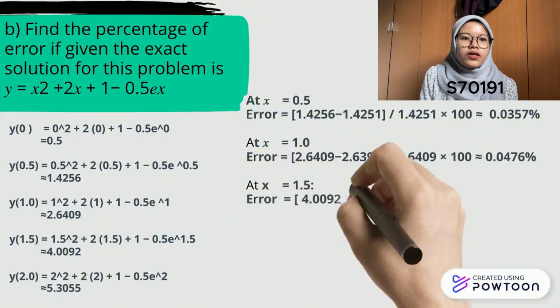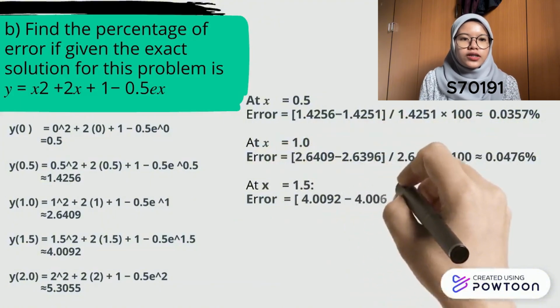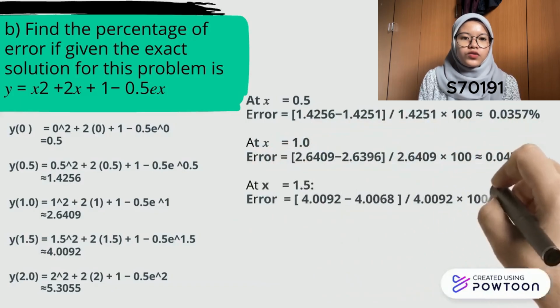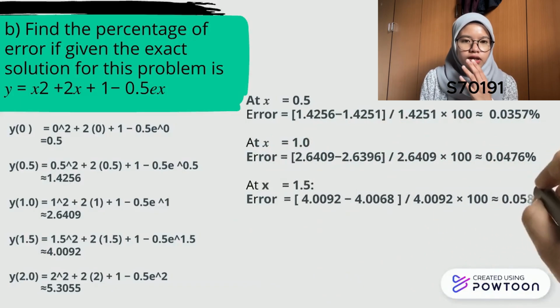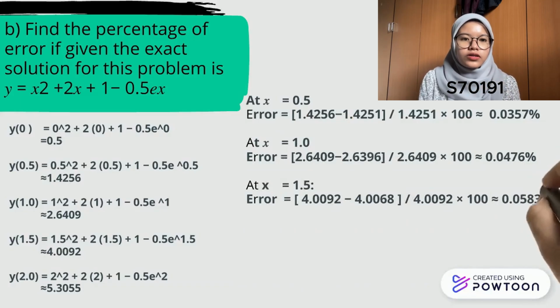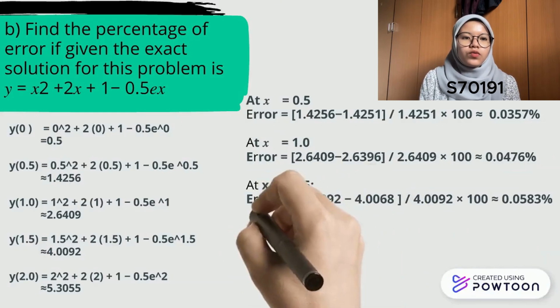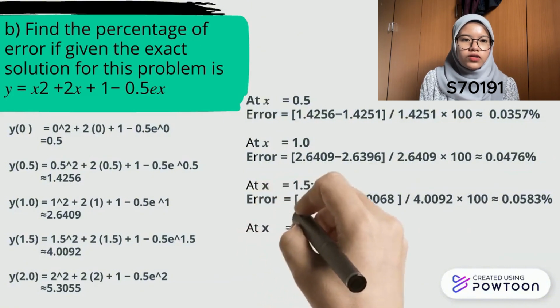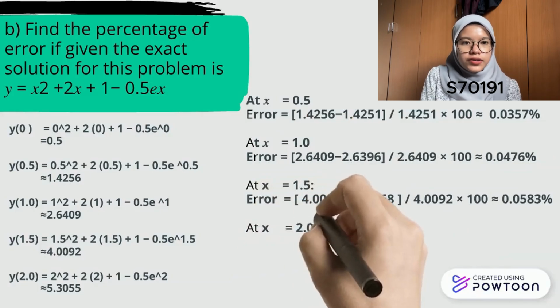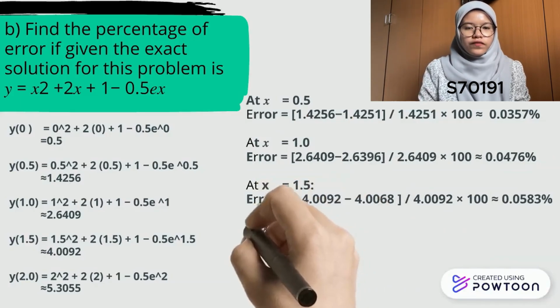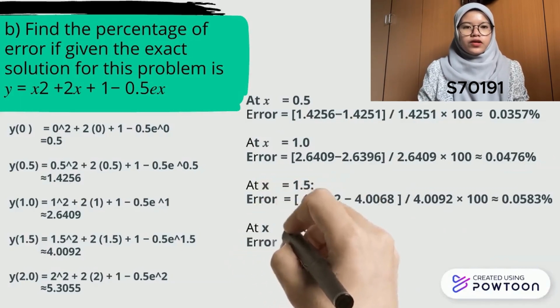For x equals 1.0, the approximate value is given as 2.6396. The percentage error becomes 2.6409 minus 2.6396 divided by 2.6409 multiply 100. So the answer equals 0.0476%.